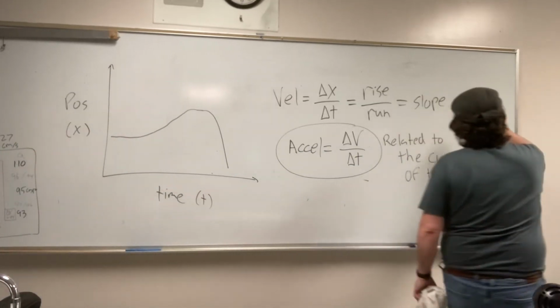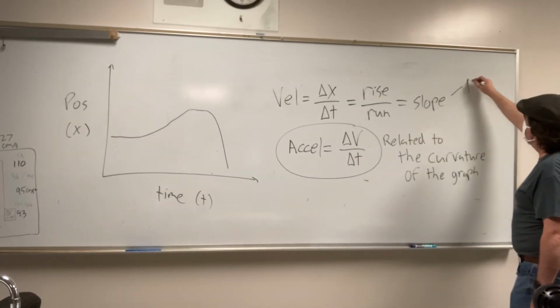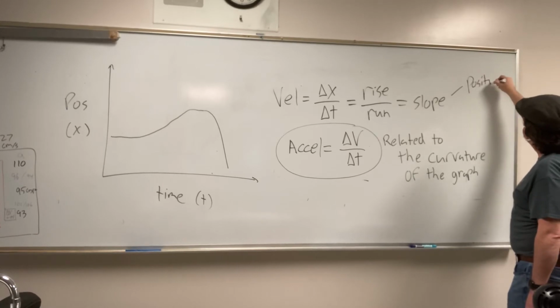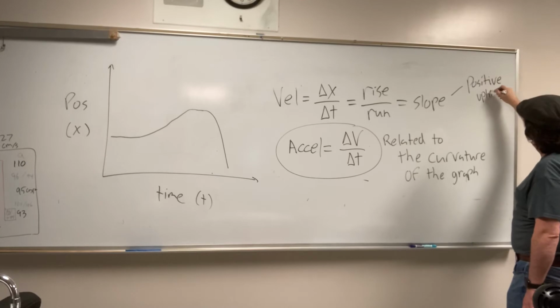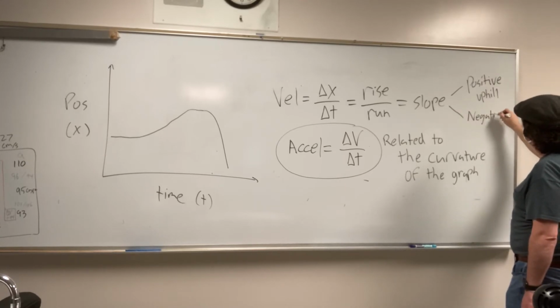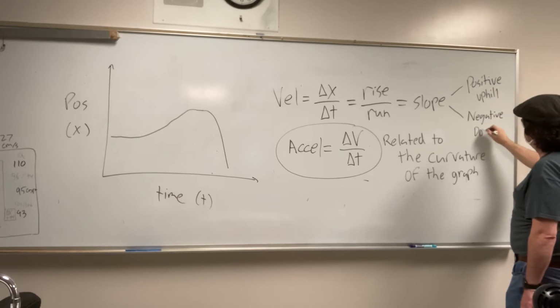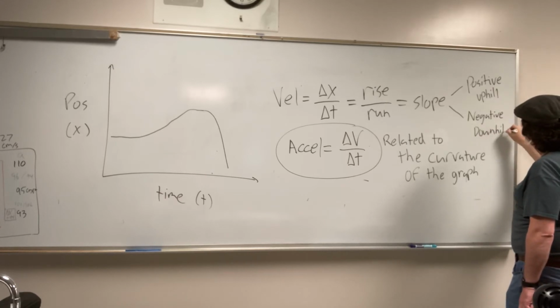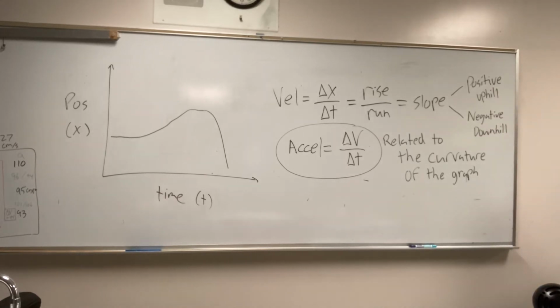So positive velocity is uphill. Negative velocity is downhill. So far, so good?